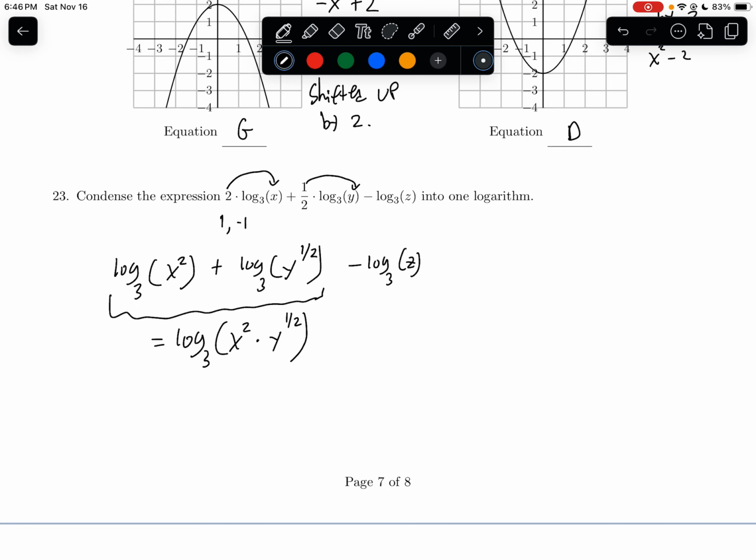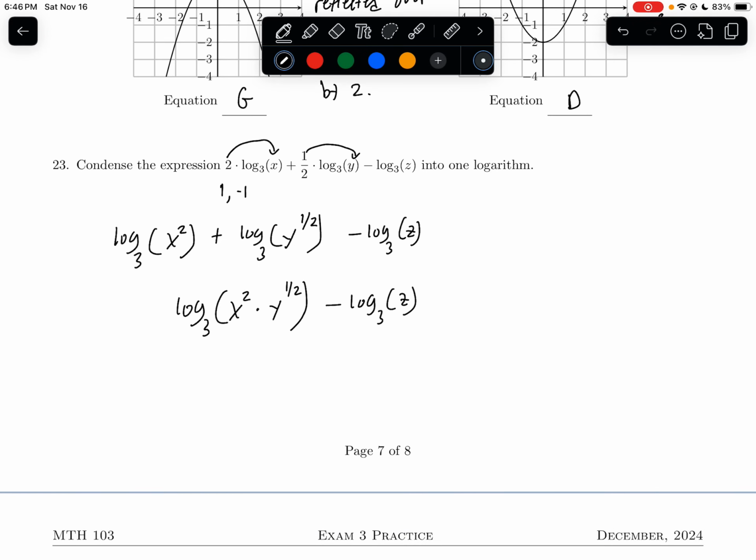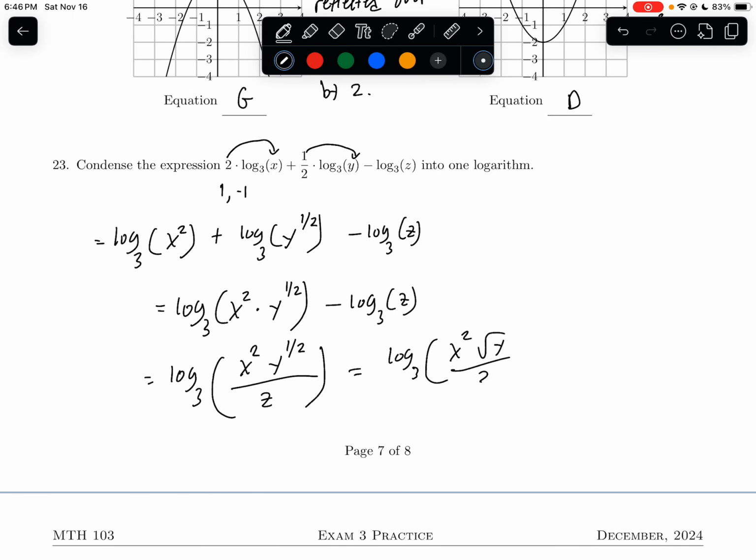And then I still have this term left on the right, the minus log 3 of z. And if I subtract them, then I divide the inputs. So log 3 of x squared y to the 1/2, and I can divide that by z. And so all these are equal. This would be my answer. Now you could rewrite this if you want as log base 3 of x squared square root y over z, because y to the 1/2 is the square root.